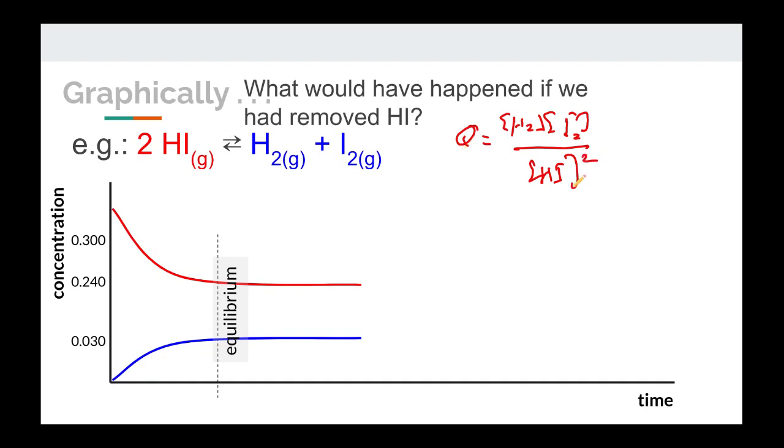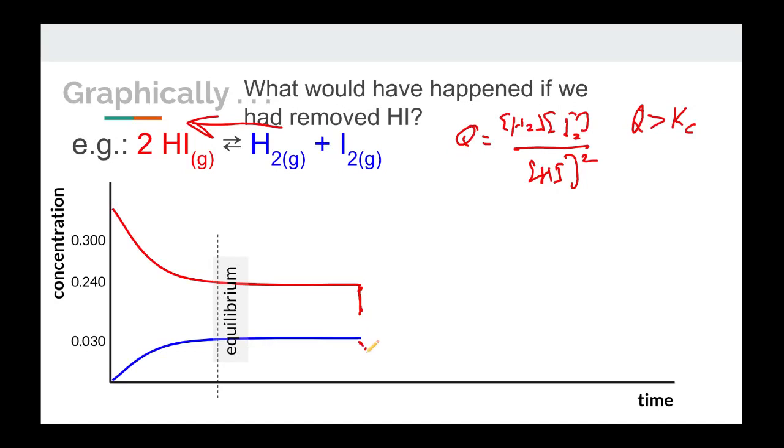So if we're removing some HI, we're making the denominator smaller. That makes Q bigger. So Q is now bigger than Kc. How are we going to make Q go down? We can do that by shifting the reaction to the left and producing more reactants, denominator, and taking away some products, numerator. So this shift occurs after a decrease in concentration of HI by creating more reactant from products.